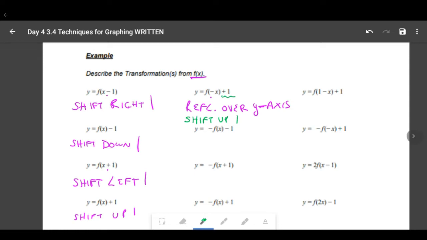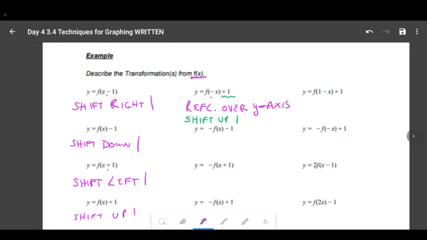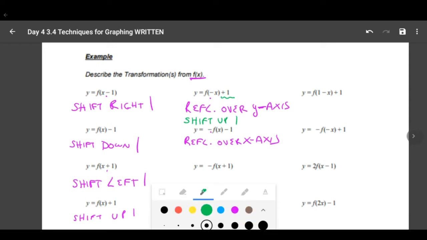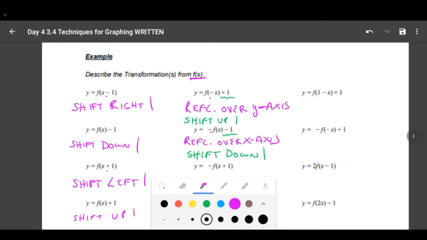All right, so now go back to here, and if I see the negative on the outside, this one is telling me that I want to reflect over the x-axis. That's the negative right there. Then if I look at the -1 that I see, as we talked about already, that means I'm going to shift that entire function down 1. Okay. So let's try the next example that we see here.